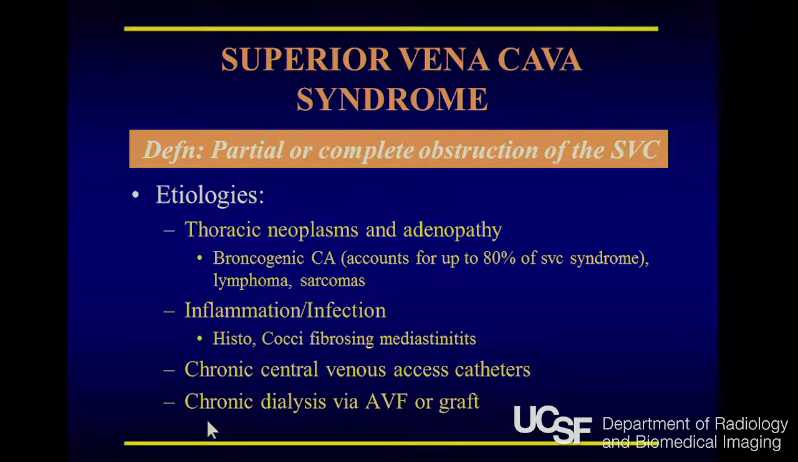Superior vena cava syndrome is the next topic we'll discuss, and that's defined as partial or complete obstruction of the superior vena cava. Most common etiology is bronchogenic carcinoma. Other malignancies can cause this, lymphoma, sarcomas, of course. Inflammatory processes such as histoplasmosis and coccidioidomycosis can cause fibrosing mediastinitis, depending on what part of the country you're in, and that could be a cause of this. We often see this with chronic central venous catheters and in patients with a lot of torrential flow going through there who have dialysis fistulas or grafts; that can lead to SVC obstruction as well.